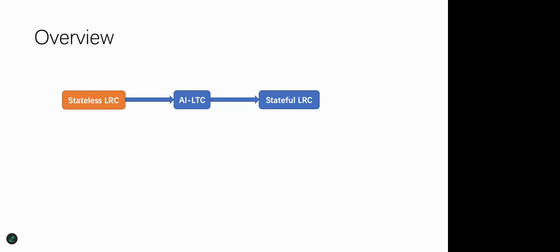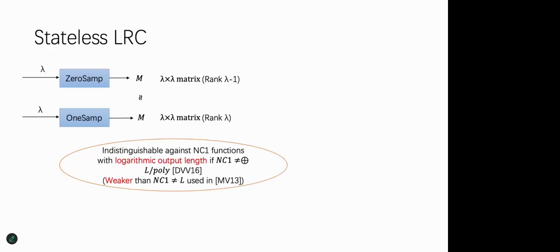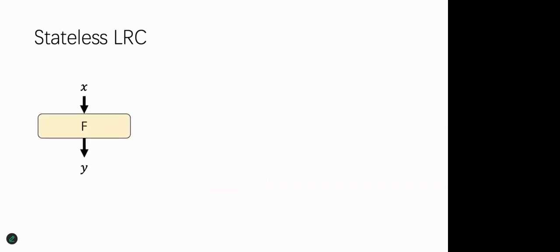We now explain how to achieve the stateless LRC against NC1. Our basic tools are two distributions, zero-sum and one-sum. Zero-sum outputs rank deficient matrices, and one-sum outputs full-rank matrices. Applebaum and others show that they are indistinguishable against NC1 adversaries under the complexity assumption we mentioned before. And we further show that they can even fool NC1 functions with logarithmic output lengths. We omit the details here.